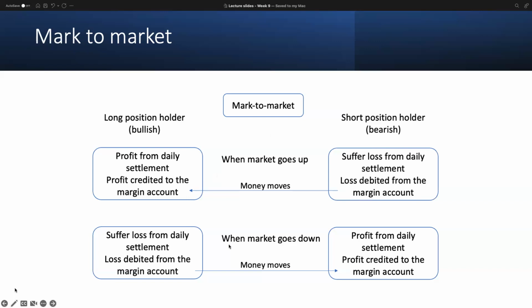Now, on the other hand, if the assets drops in price, say $70 now, then we're actually buying something that is cheaper for a higher price, right? So that means that we will suffer a loss due to the daily settlement, and the loss will be debited from the margin accounts of the buyer and will shift to the margin accounts of the seller. So this is a profit for the short position holder of the futures contract.